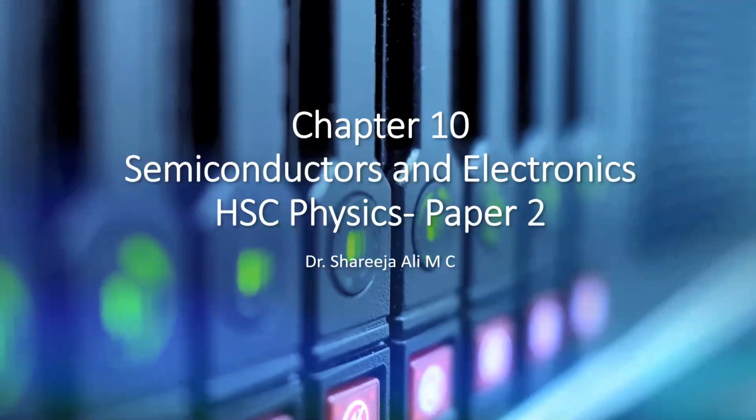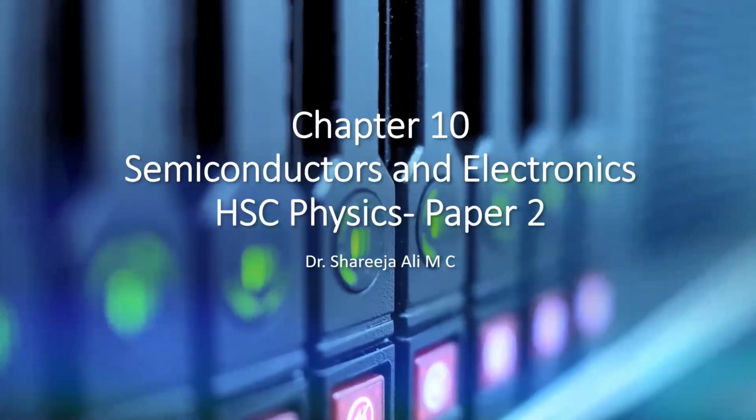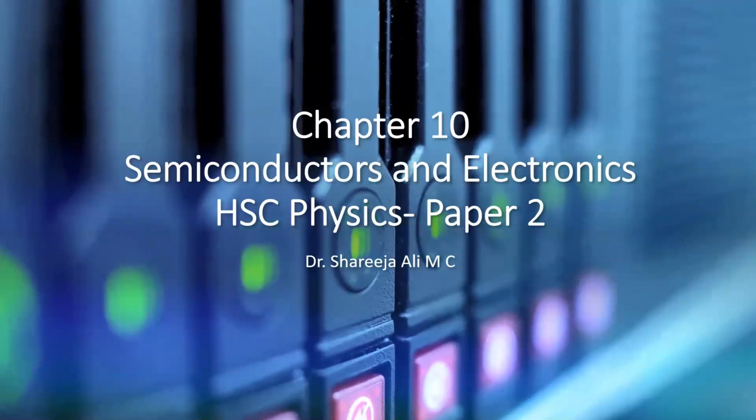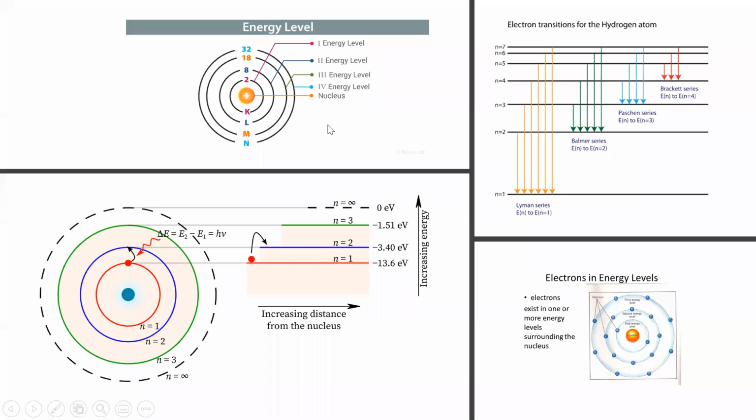So before going into the devices, let us see what are the properties at the atomic level or subatomic level that make some materials semiconductors. So let us go into the model of an atom. Here what you can see is the Bohr atom model. According to that, we have the nucleus in the center and electrons are revolving around the nucleus in circular energy levels or fixed energy levels.